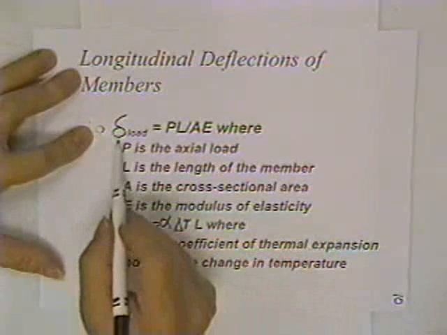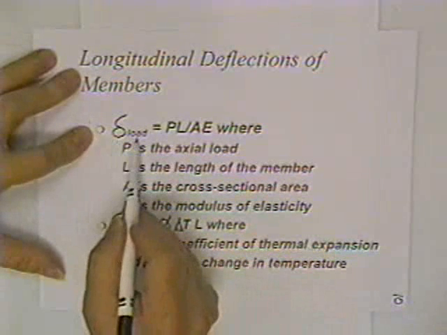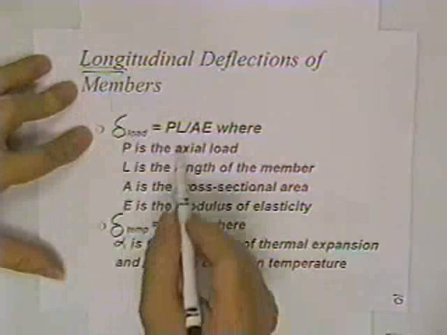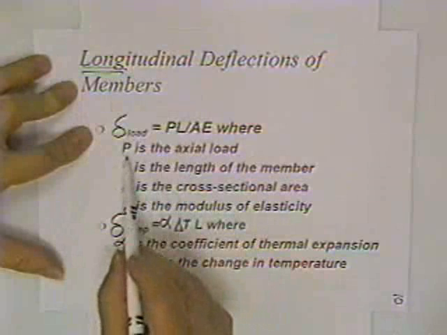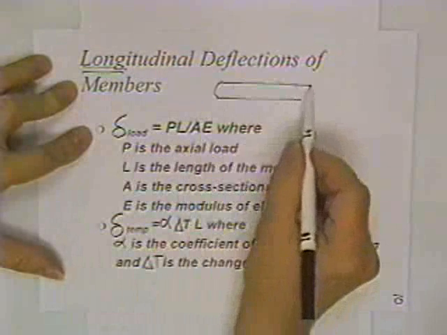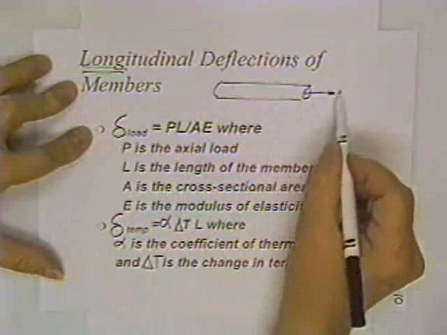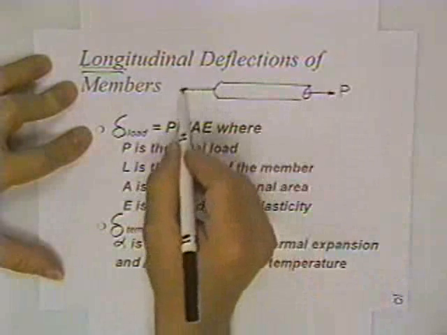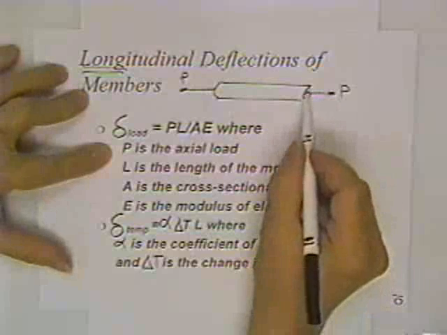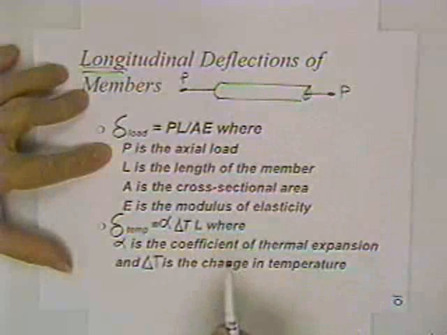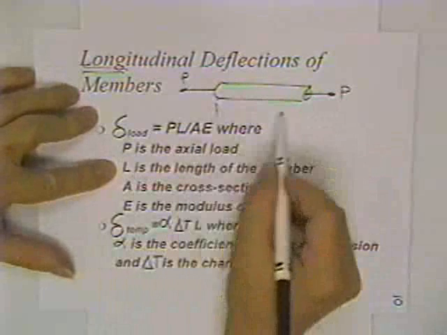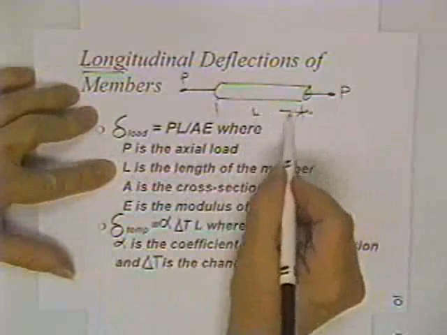The equation for how much deflection you get when you load a long member: the load P is how hard you pull on the bar. Just draw one here. The load P is how hard you pull on it. The load is supposed to go right in the middle. The length of the bar is L. This is the length of the bar.